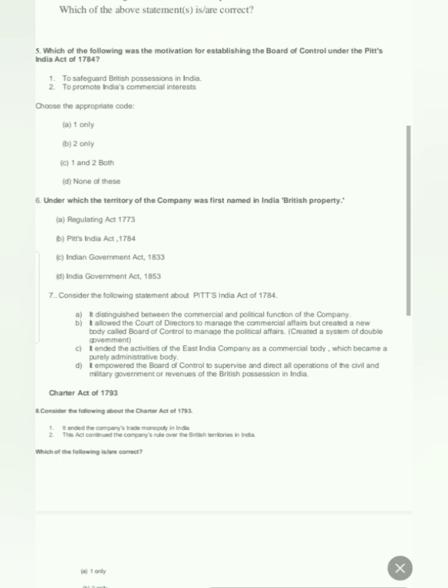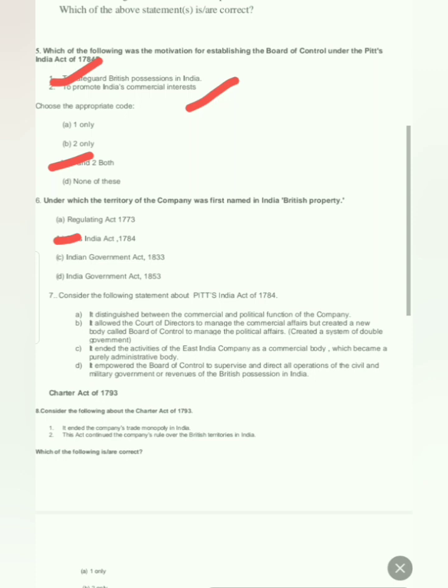Which of the following was the motivation for establishing the Board of Control under the Pitt India Act of 1784? To safeguard British position in India, to promote India's commercial interests. Option C is the correct answer. Both options are correct. Under which the territories of the company were first named British possessions in India.